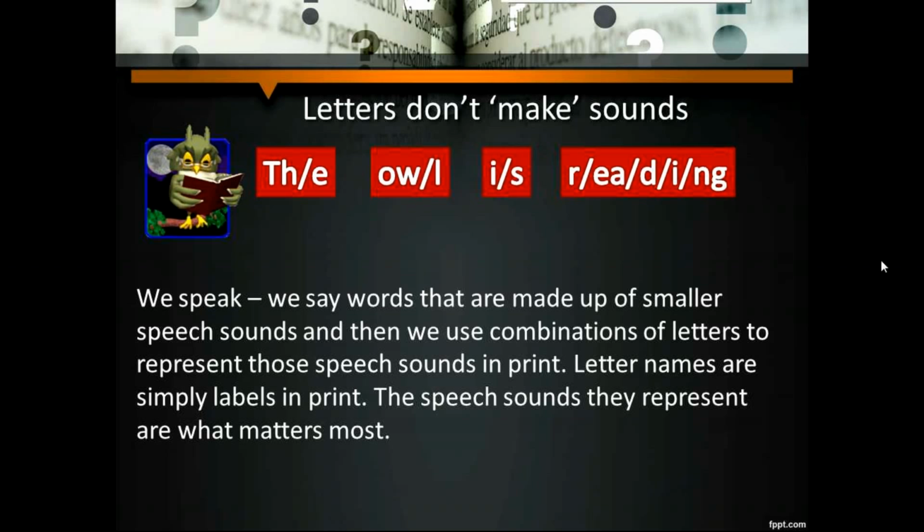So when we speak, we say words that are made up of smaller speech sounds, and we use combinations to represent those sounds in print. And the letter names like A, B, C, they're just labels. And the speech sounds that they represent are what matters most. So in the sentence here in the red boxes, we've got the owl is reading. So we can break the individual sounds down. Owl is reading. So the focus on those sounds and being able to hear those individual sounds is phonemic awareness.